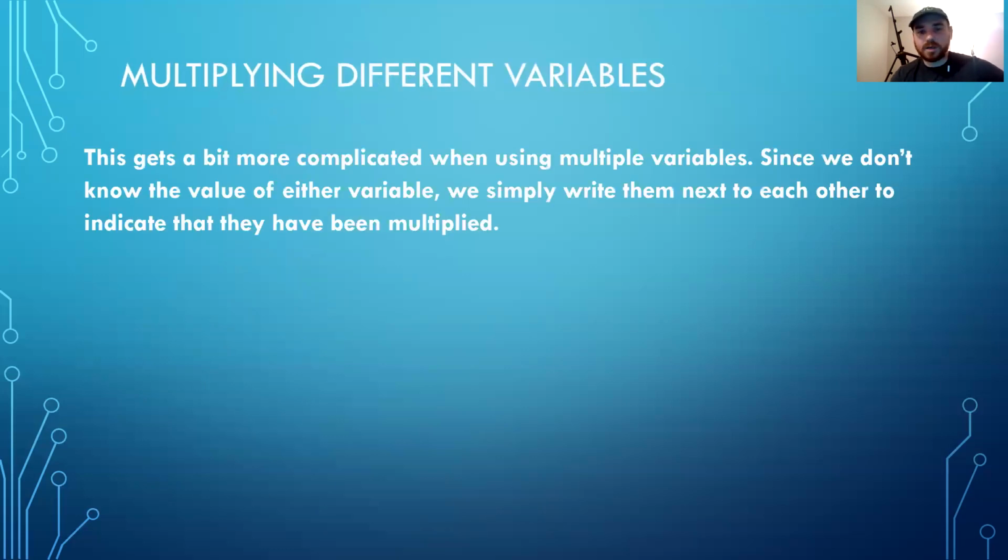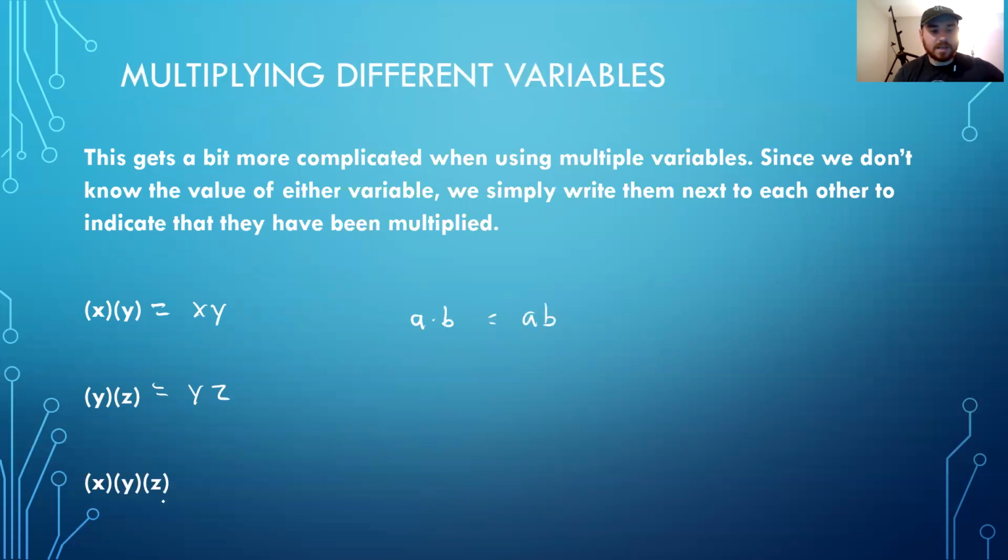Now, it gets a little bit more complicated when we're using different variables. So if we're multiplying some x times some y or something like that, it's actually not changing anything from our perspective. All we're going to do is write the letters together. So x times y equals xy. y times z equals yz. a times b equals ab, and so on and so forth.